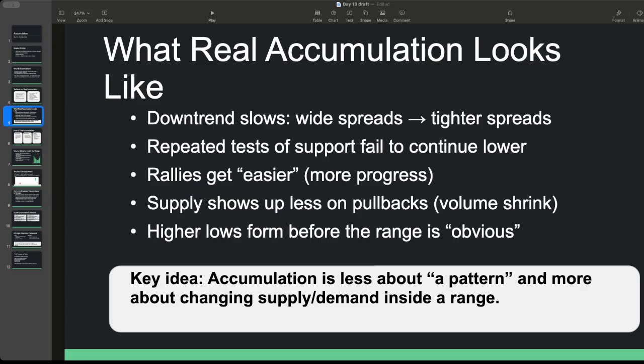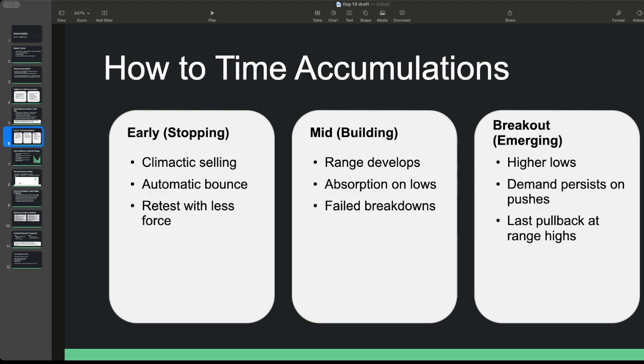That's just the way that I like to think about it. So I'm focused on spotting accumulations. There are three different phases that I like to look out for in accumulations.